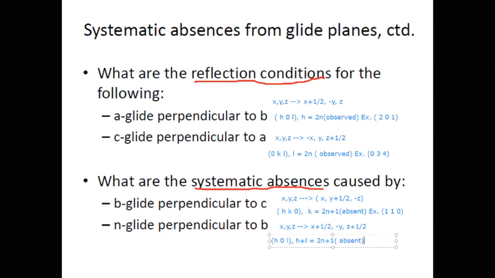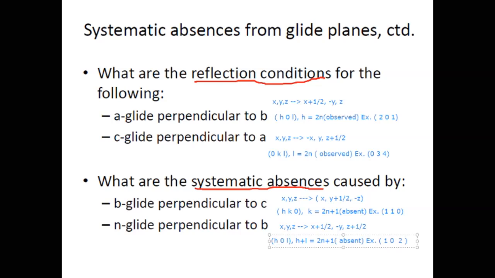So an example of this could be the 1, 0, 2 reflection. Because 1 plus 2 is odd, that should be systematically absent. Again, to recap, the direction that becomes negative, you replace that index with a 0. The direction where there's no change or you translate, you have to include that index. Now to meet the specific observed or absent criteria, that depends on what directions we're translating along.